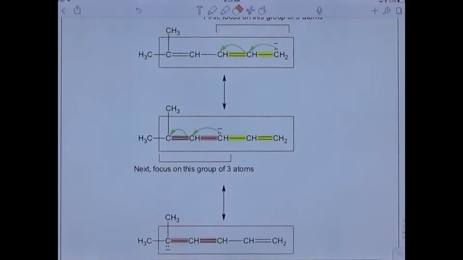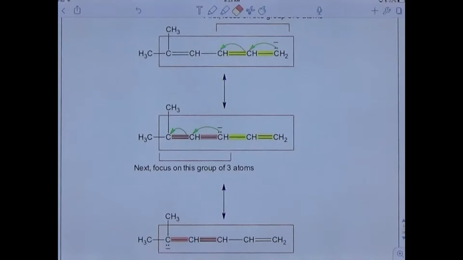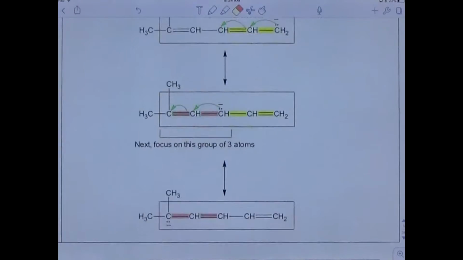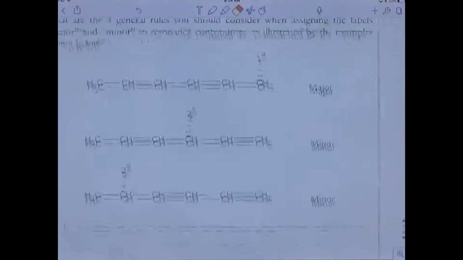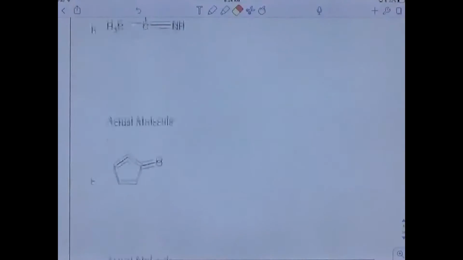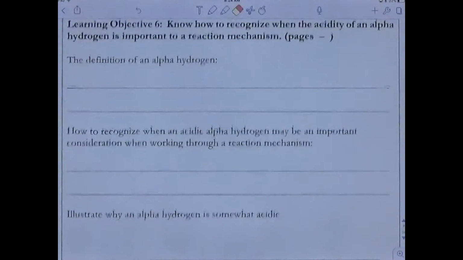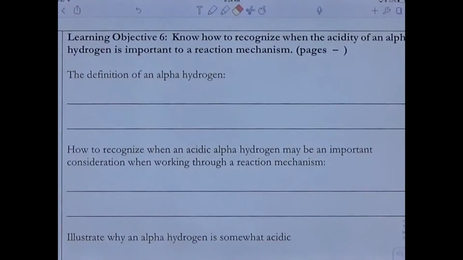And then the last thing we did was make sure you're focusing on groups of 3 atoms at a time when you're doing resonance contributors so you pick up all the contributors. Okay, then you practice, practice, practice. These are the same practice problems as you have in your handout, or in your textbook chapter, so you can always rework those problems and make sure that you can do them.